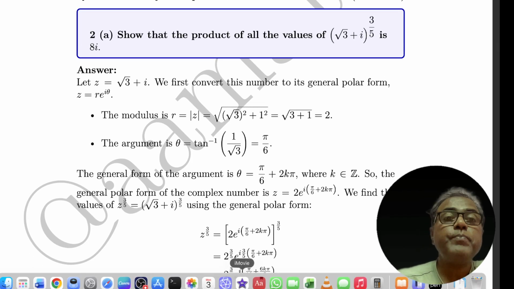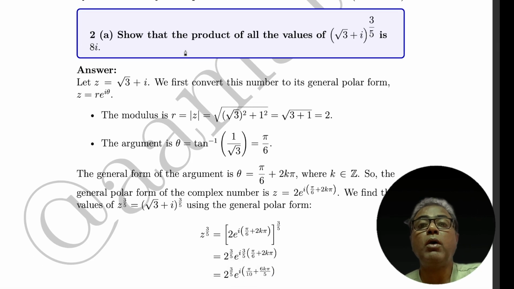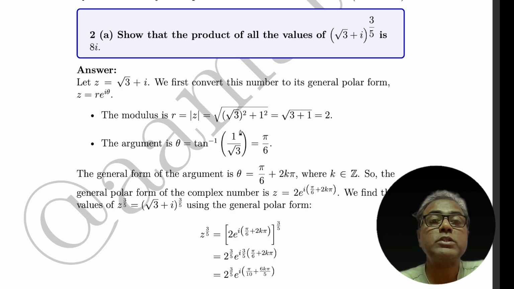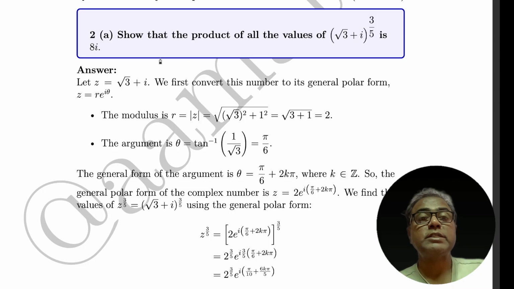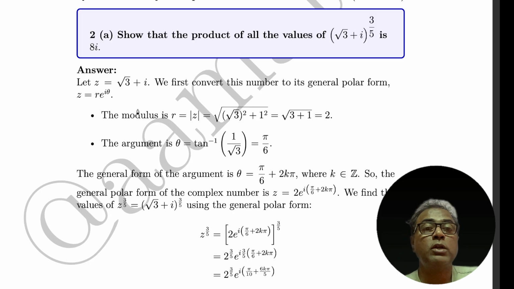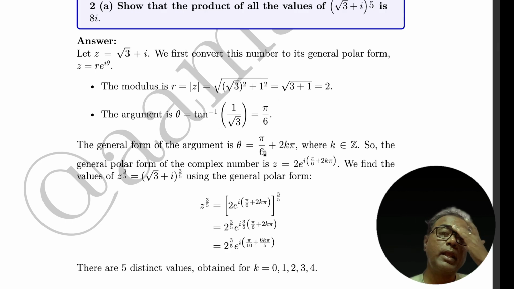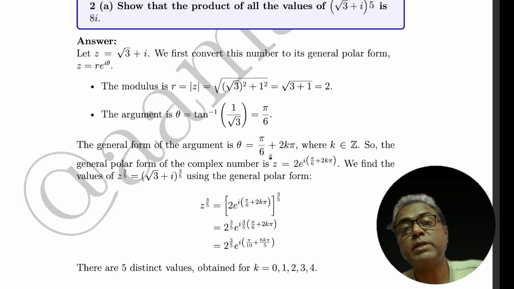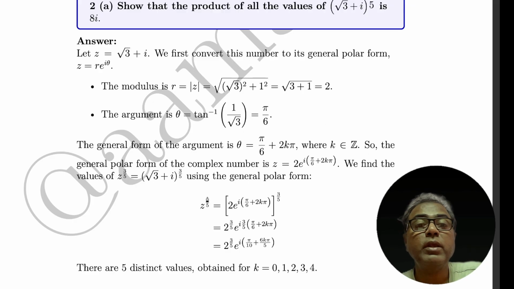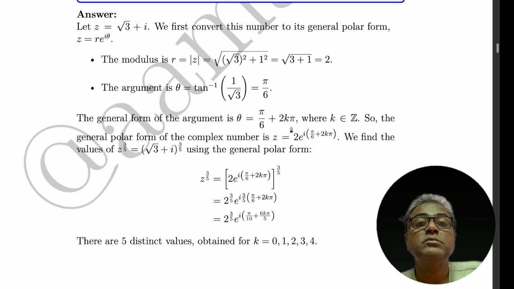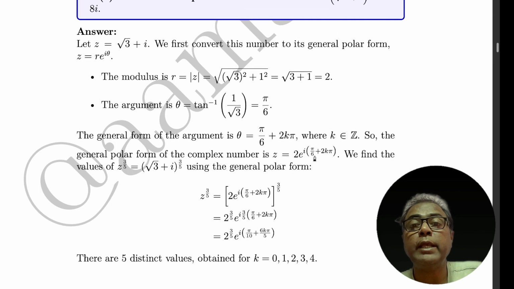Next, question 2a. Show that the product of all values of (root 3 plus i) to the power 3 by 5. First we write root 3 plus i in modulus-argument form. The modulus is 2, and the argument is pi by 6, and the general argument is pi by 6 plus 2k pi, where k belongs to the set of all integers Z. So it is 2 e to the power i (pi by 6 plus 2k pi).